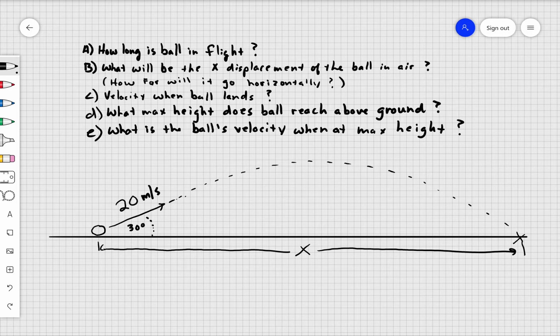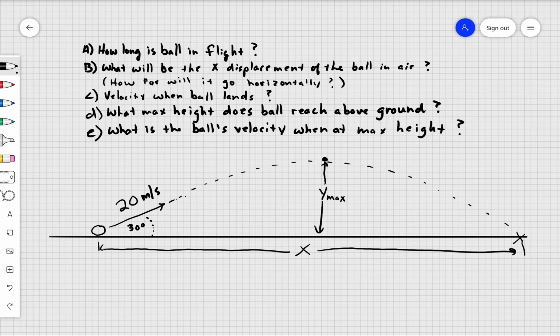And when it does land, what is its velocity? What is the maximum height that it reaches above the ground? That would be at its highest point, so that's y max. And what's the velocity while it is up there? At that point, when it is at maximum altitude, we want to know what its velocity is.